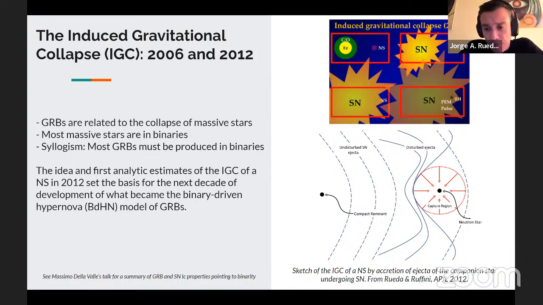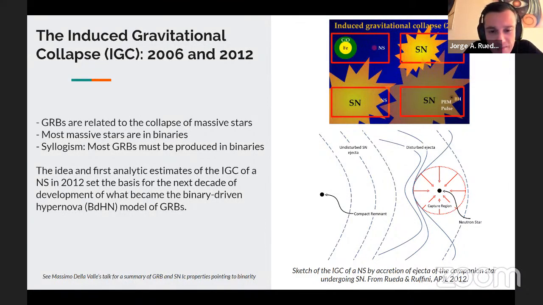From a general astrophysical point of view, we know that GRBs are related to the collapse of massive stars. This is a general idea that comes from the GRB energetics and from all the properties of GRBs, and I think the entire community agrees with this. The most massive stars are in binaries, as Massimo recalled yesterday. So, as a syllogism, with these two premises, we have to conclude that most GRBs must be produced in binaries. I don't want to be sharp, so I put most, not all. We don't know, but it could be that all GRBs must be produced in binaries.